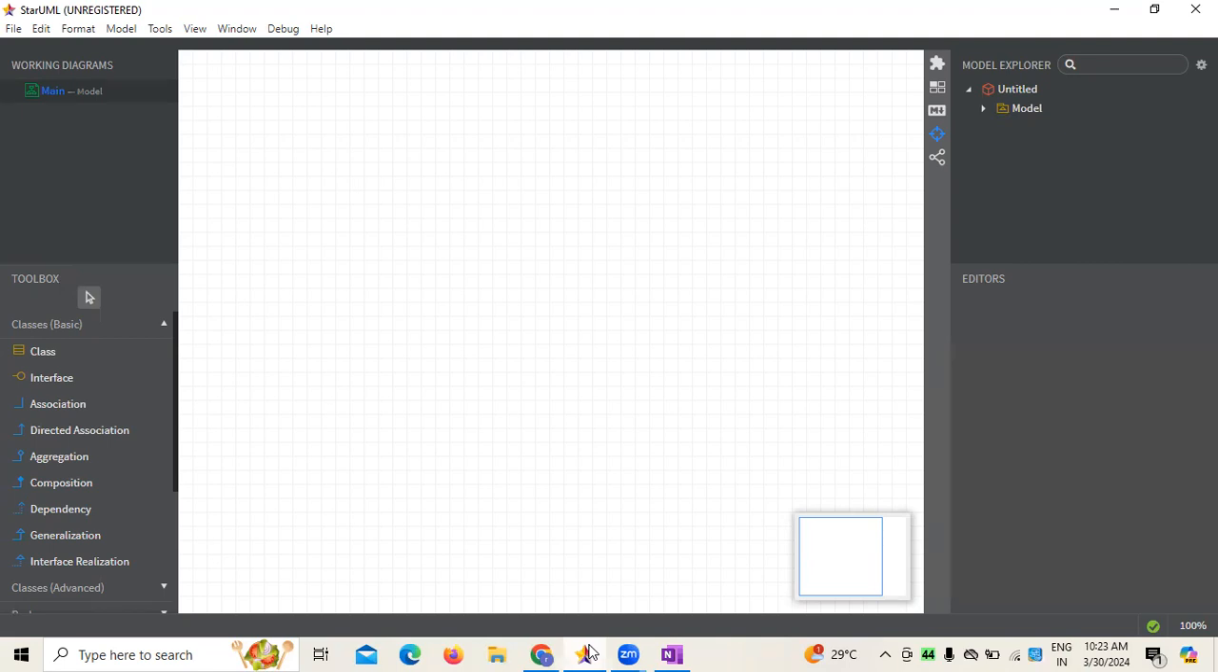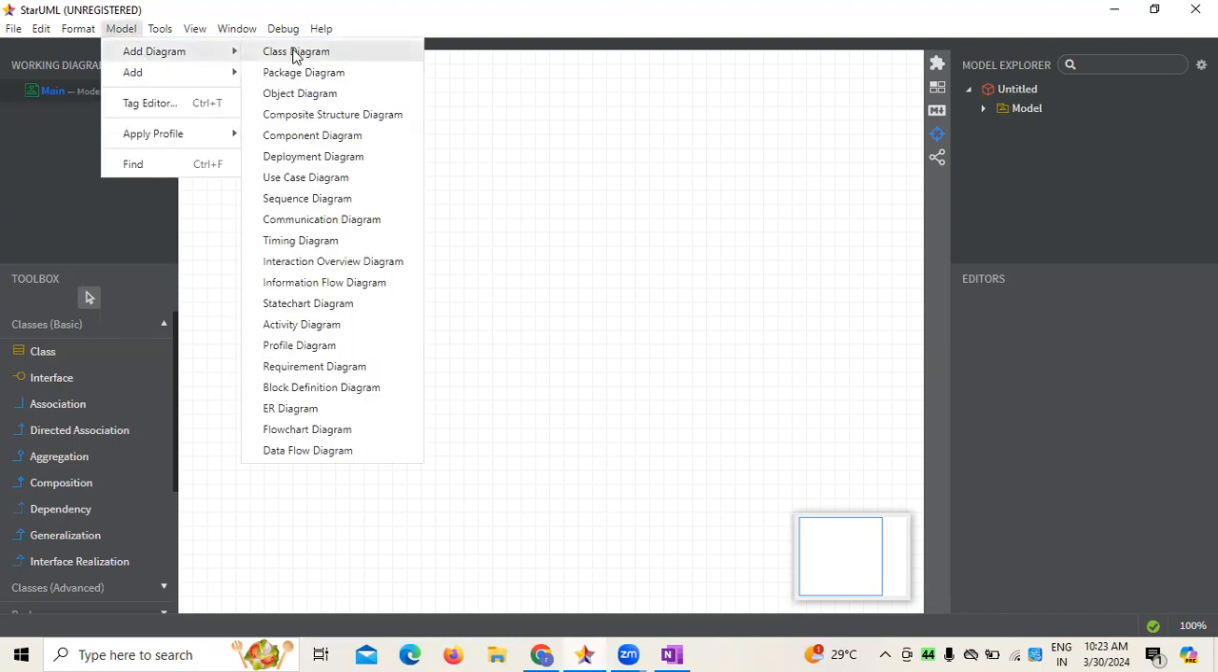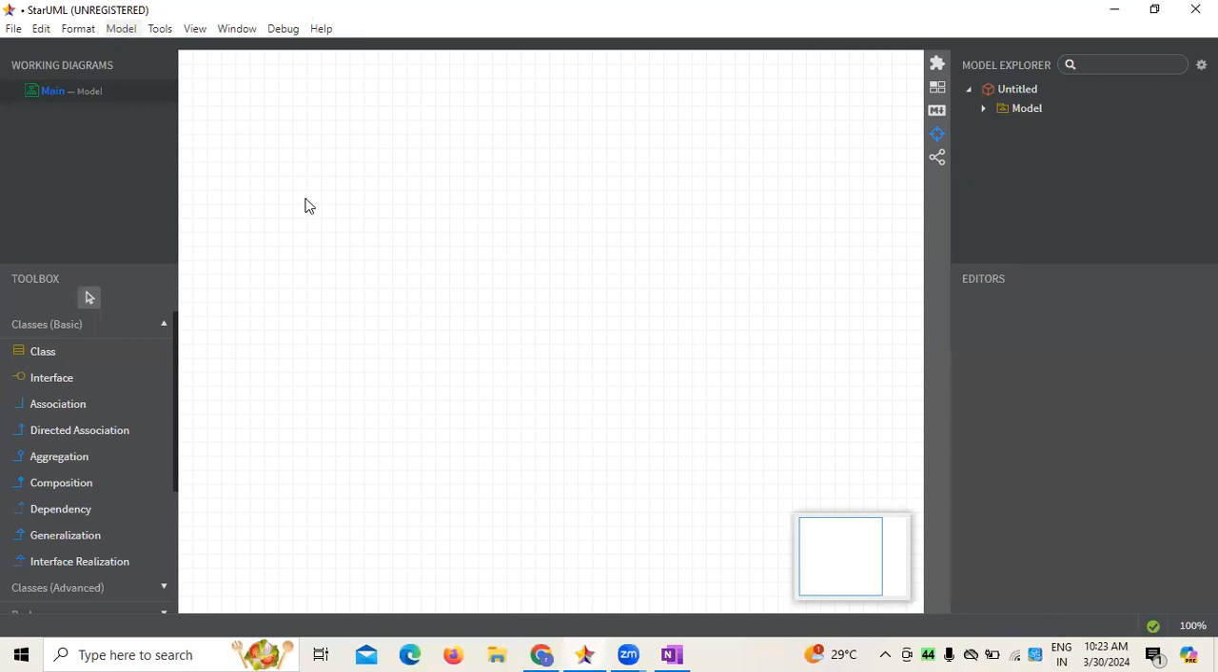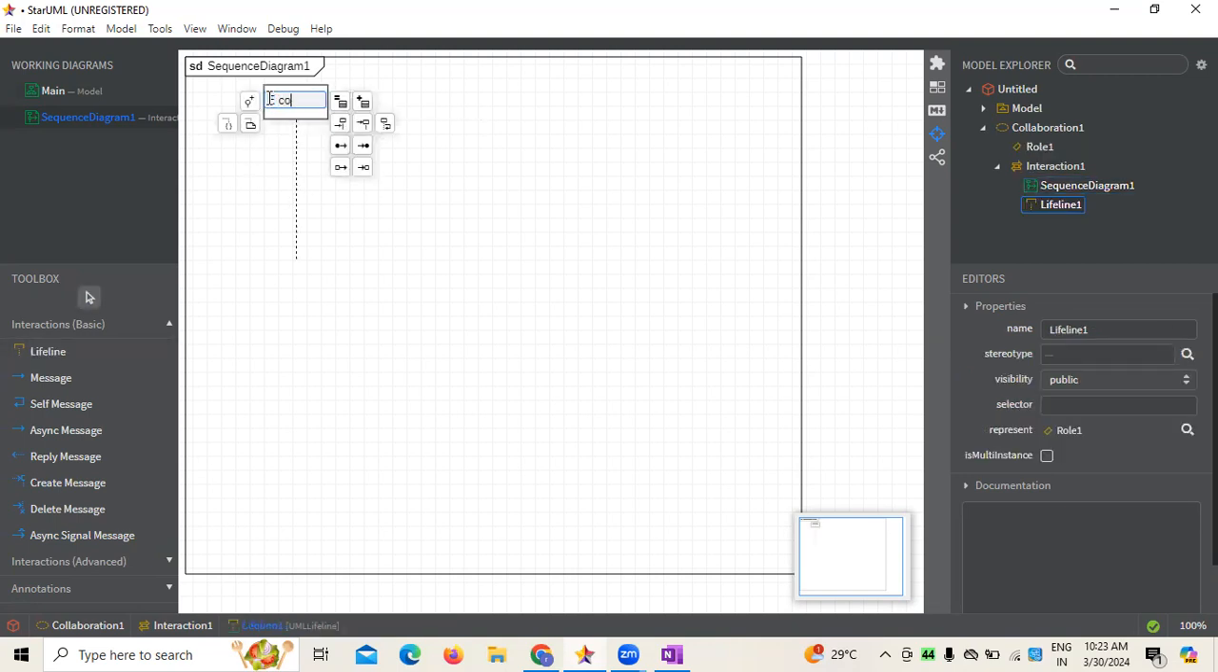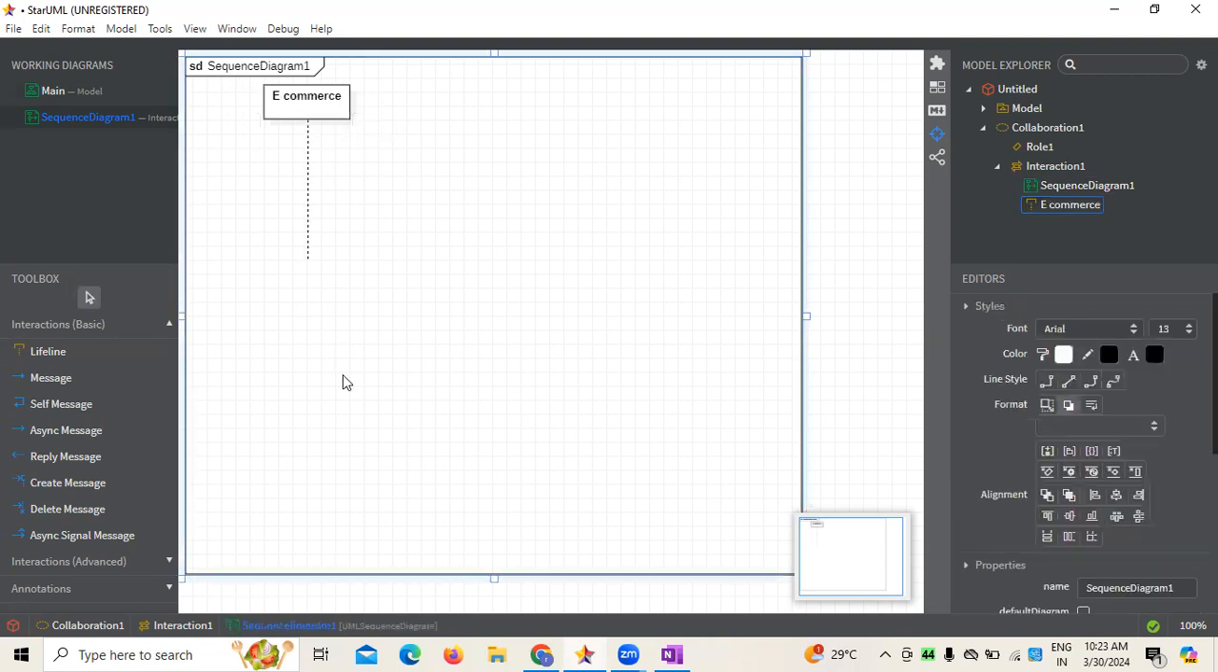To have a high level workflow of a particular logistics management system, I am going to prepare a sequential process so that people can understand well. You can go to model, add diagram. Here you can see there is an option called sequence diagram where we have to identify three lifelines first. The first lifeline is called e-commerce, because assume that this is an application connecting to e-commerce online sales.